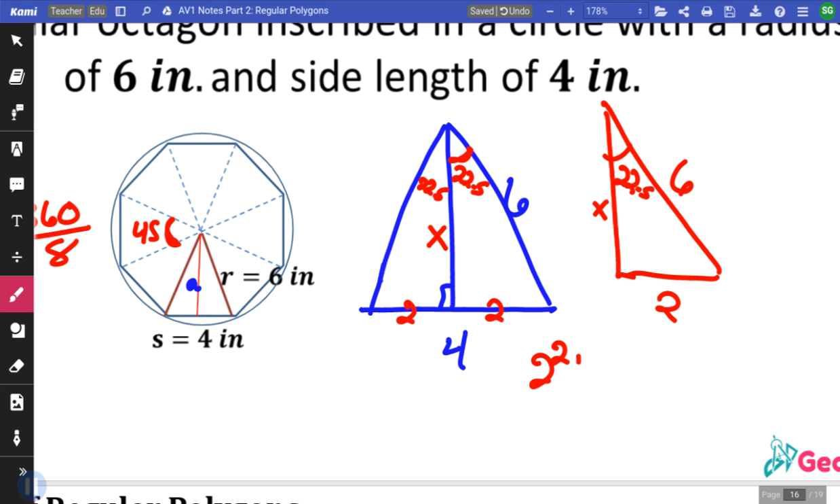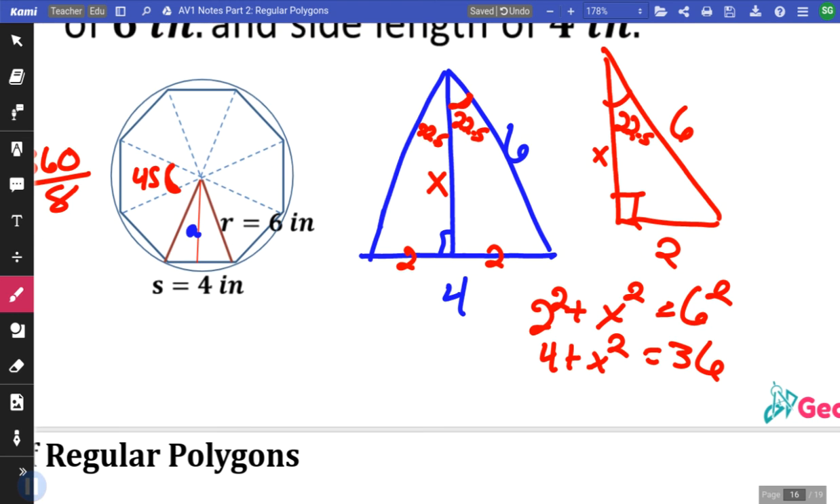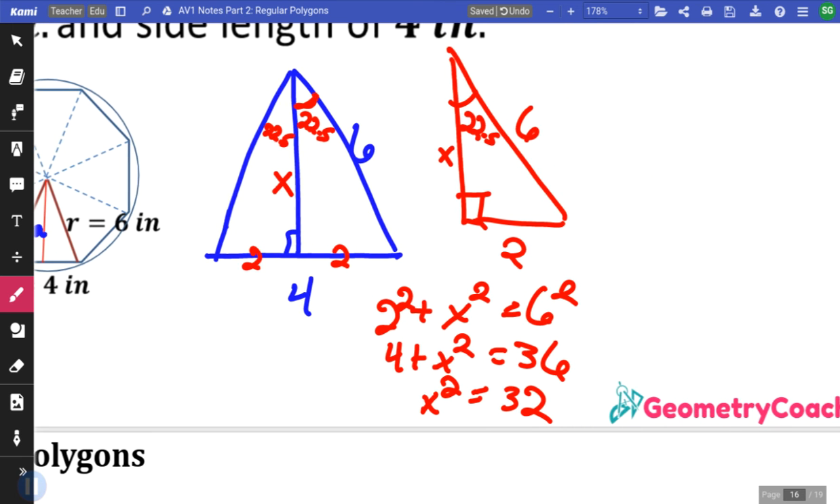So 2 squared plus x squared equals 6 squared. I know 6 is the c because it's not touching the right angle. 4 plus x squared equals 36. x squared equals 32. So x is the square root of 32.